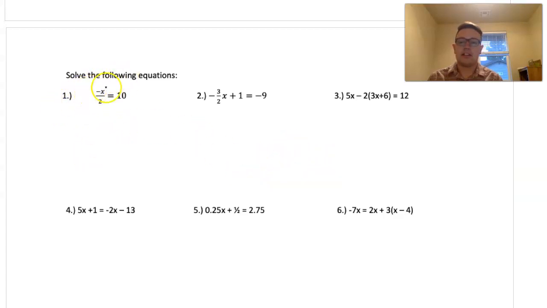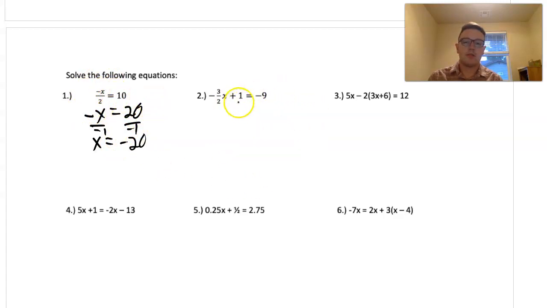All right, let's get started with this first one. What's our answer going to be? So the first thing we have to do is multiply by 2. We get negative x is equal to 20. And then we got to get rid of that negative. So we're going to divide by negative 1. That's going to give us x is equal to negative 20. So remember, we can divide by negative 1 there to get rid of that negative.